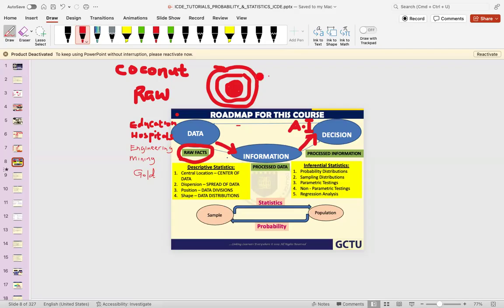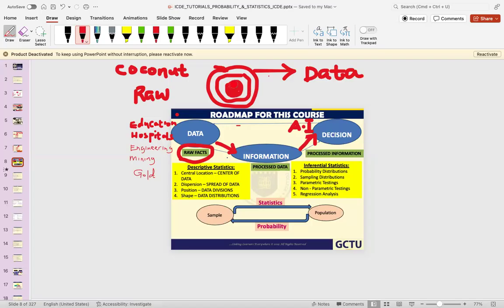So the coconut with its outer covering, like this, is raw. And that is how data looks like. So data is raw. But information is not raw. Information is refined. Now, what is the information here?